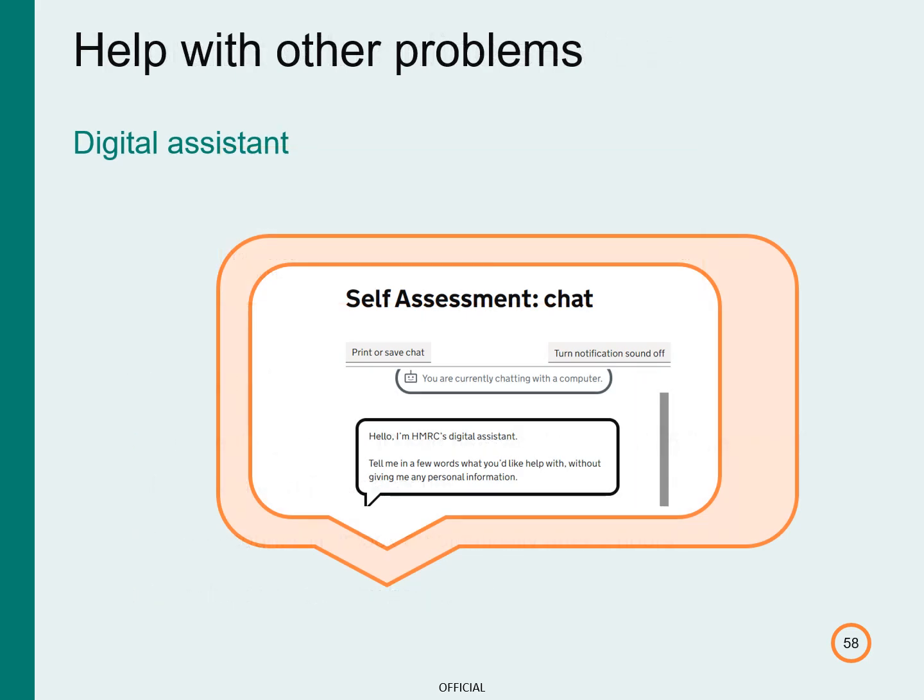You can ask HMRC's digital assistants for help with using HMRC online services. If the digital assistant can't help, you can ask to be transferred to a web chat with an HMRC advisor if they're available.